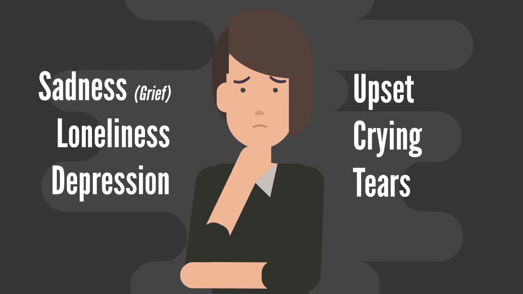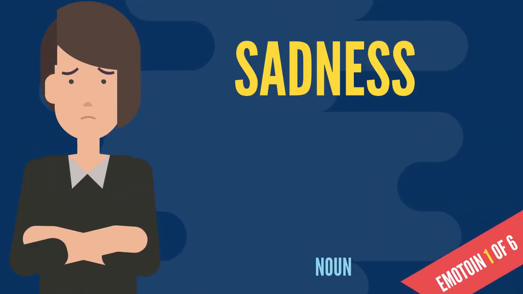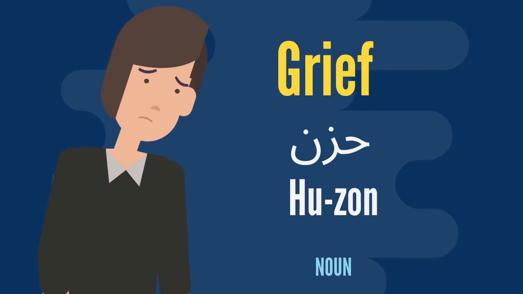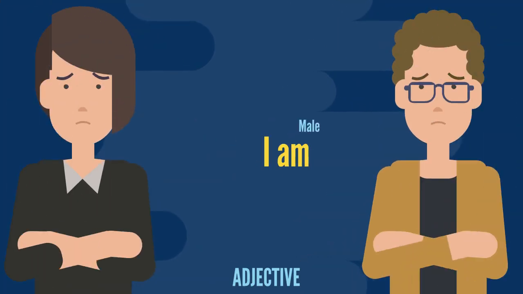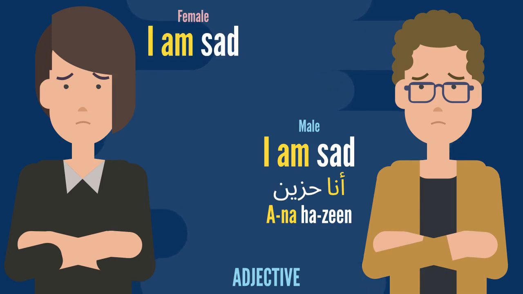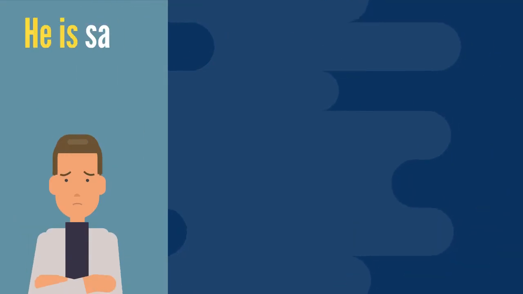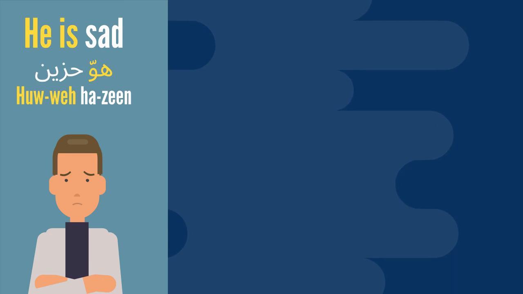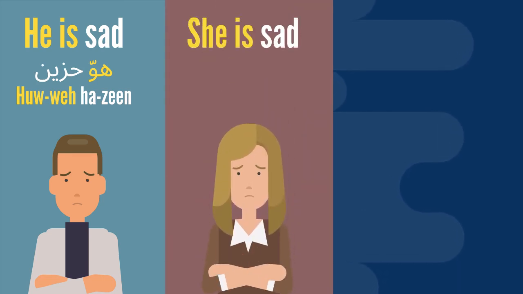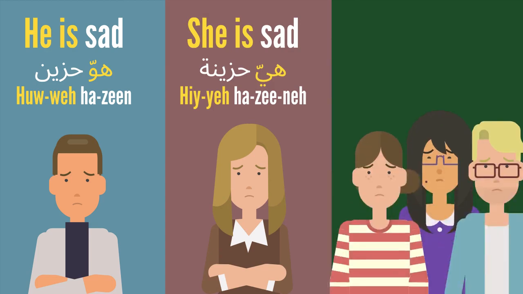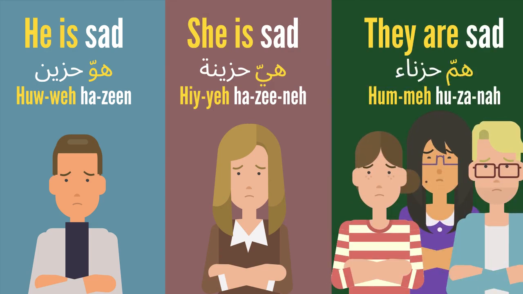We'll start with our first emotion, sadness, as a noun, huzn. Grief as well is huzn. For male, when you say I am sad, ana hazin. For female, ana hazine. Now, if we say he is sad, huwa hazin. She is sad, hiya hazine. And the plural, humme huzana.